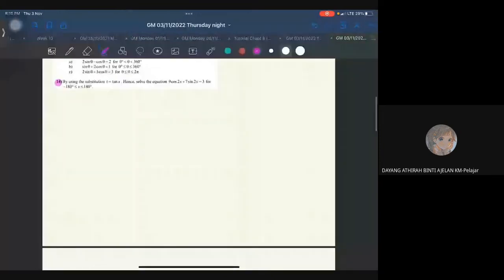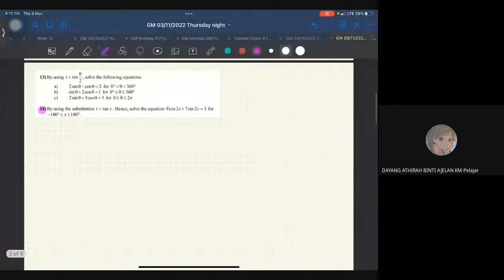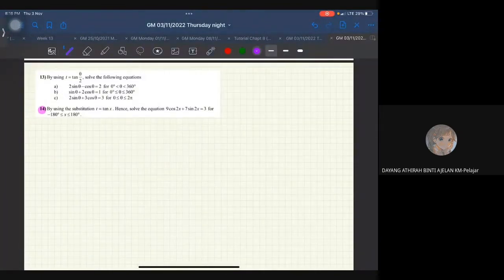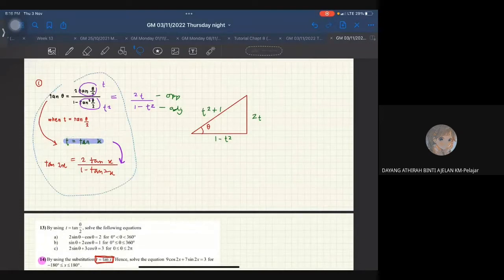Okay, Bismillahirrahmanirrahim. Tambah page. Okay, so jom. Number 14. Okay, so solve the equation for negative 180 degree to 180 degree. Dekat sini dia mention kita kena guna T equals to tan X. Saya dah tunjuk dekat bahagian atas tadi, daripada T equals to tan X ni, awak akan dapat this one. Okay, sekejap saya tunjuk kat awak. Saya copy balik. Copy and then I paste it here.